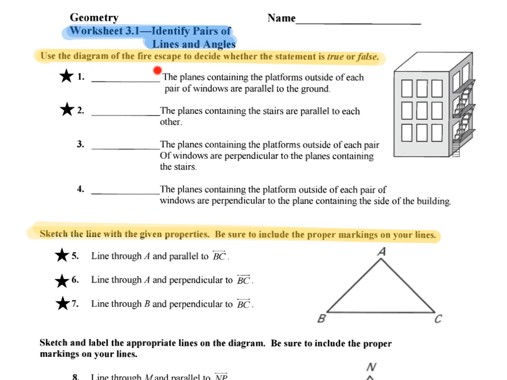It says, use the diagram of the fire escape to decide whether the statement is true or false. Think of this as a normal building, walls that are perpendicular to the ground, and those are balconies. These right here are little balconies outside of the windows. So question number 1 says, the planes containing the platforms outside of each pair of windows are parallel to the ground. They are talking about the platforms outside of the windows.